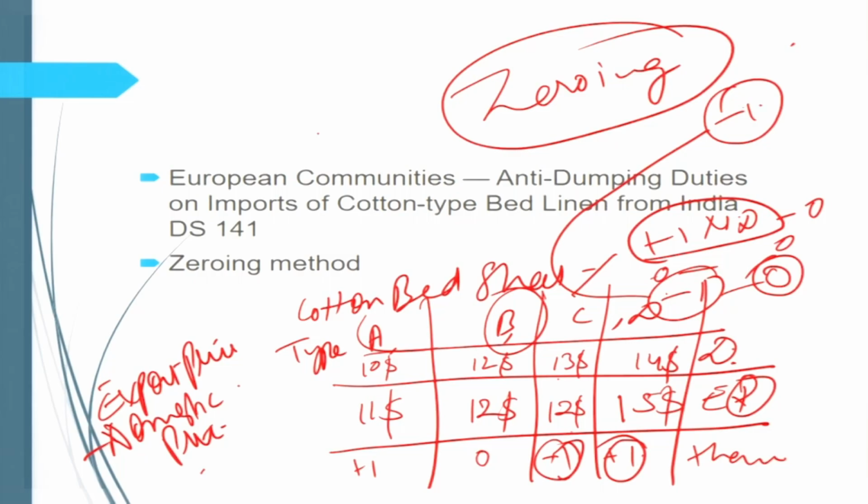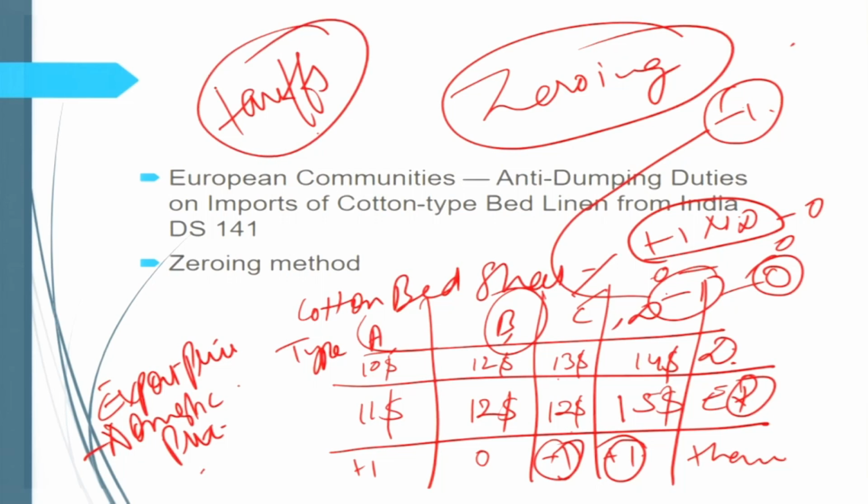And finally, it was said that India, in this case, when it sold the cotton bedsheet of C type, had dumped this product. That was the allegation of the European Union, and based on this they were imposing tariffs, or sometimes we can say there is a hike in duty by the European Union, and this was challenged by India in this case.